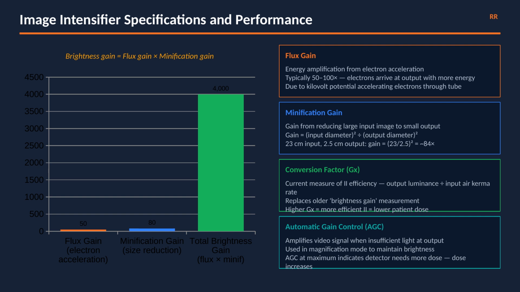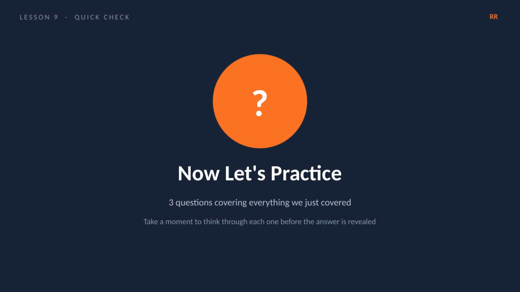The bar chart on this slide shows the components: flux gain, approximately 50 times; minification gain, approximately 80 times; and a total of approximately 4000 times. The conversion factor, Gx, is the current standardized measure of image intensifier efficiency. It replaces the older brightness gain measurement. Output. Three fluoroscopy equipment questions. These are clinical scenarios, think before the answer appears.